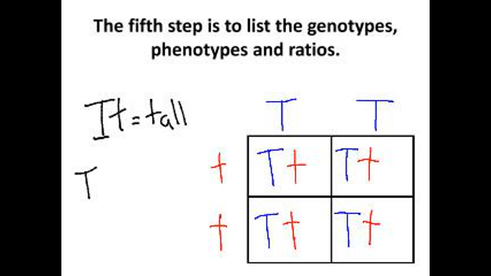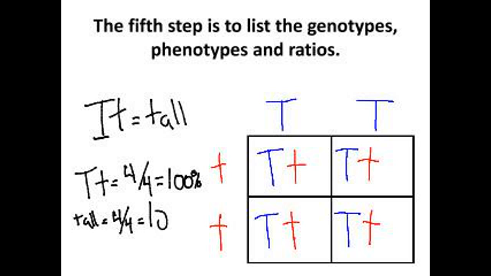The capital T, lowercase t ratio is figured out by counting the number of boxes that it appears in. In this case, it appears in 4 out of 4 boxes, giving us a percentage of 100%. The phenotype, likewise, is also going to be 4 out of 4. So the tall phenotype will also equal 100%.